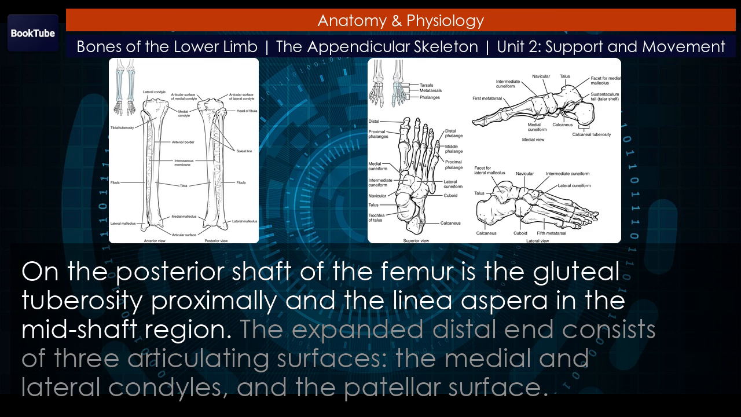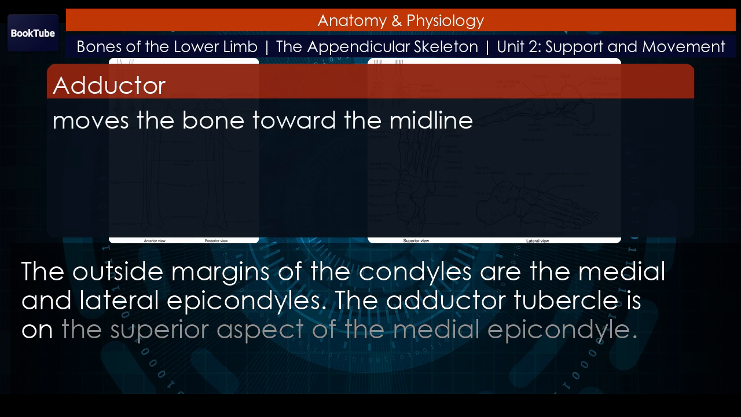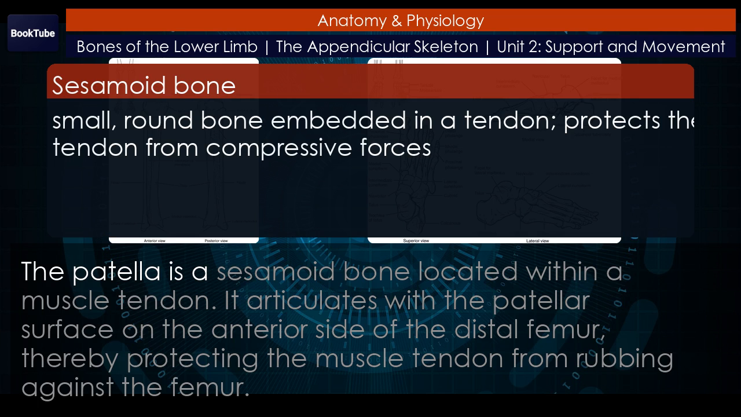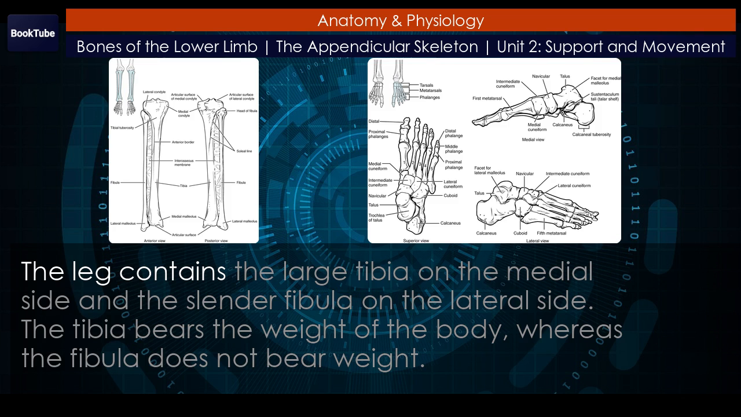The expanded distal end consists of 3 articulating surfaces: the medial and lateral condyles, and the patellar surface. The outside margins of the condyles are the medial and lateral epicondyles. The adductor tubercle is on the superior aspect of the medial epicondyle. The patella is a sesamoid bone located within a muscle tendon. It articulates with the patellar surface on the anterior side of the distal femur, thereby protecting the muscle tendon from rubbing against the femur.